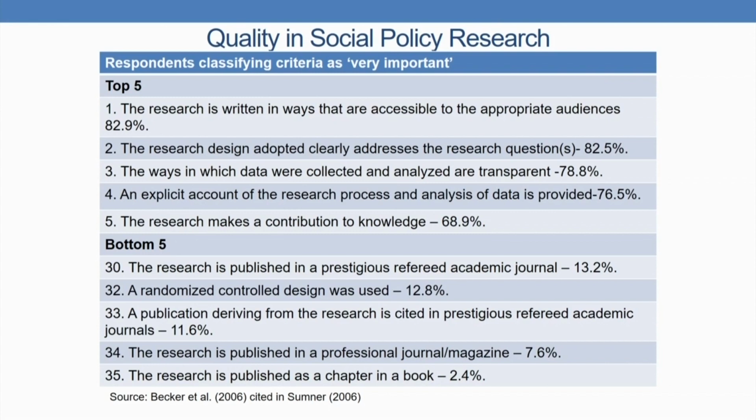And therefore, given these findings, it is very clear that the research community themselves lay a lot of emphasis on how the research has been carried out, how transparent the data collection process has been, how robustly the data has been analyzed, and how explicitly the research process and analysis of data has been described in the research publications that are coming out, and ultimately whether the research is written in ways that are accessible to appropriate audiences, which means how the research is being communicated is very important, and ultimately of course whether the research makes a contribution to the body of knowledge or not.